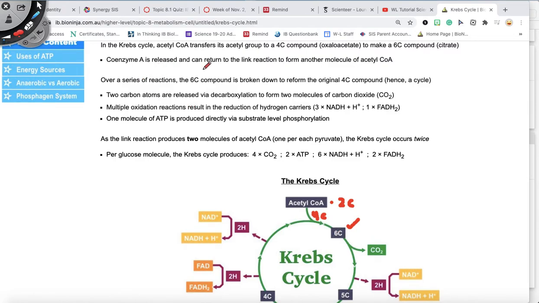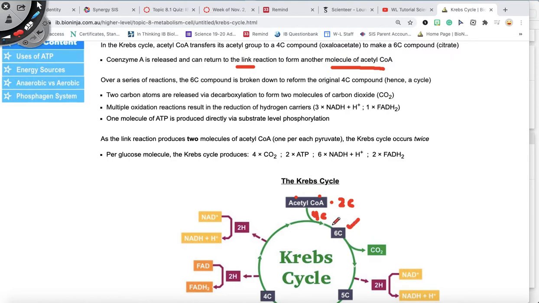Coenzyme A is released and can return to the link reaction to form another molecule of acetyl coenzyme A, right? So what is happening here is the dissociation of the acetyl group and the coenzyme A. The acetyl group, which is a 2-carbon compound, transfers its 2 carbons to the 4-carbon compound oxaloacetate, and it forms that 6-carbon compound of citrate.